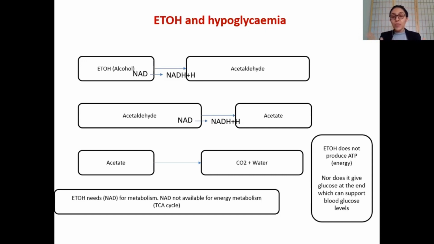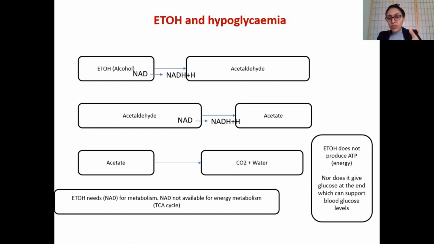So you have alcohol, acetaldehyde, acetate, carbon dioxide, water. If you see, in this entire cycle, alcohol is not giving you ATP. And as I said, ATP, adenosine triphosphate, is the human form of energy. So alcohol does not produce ATP, nor does alcohol give you glucose at the end of the pathway. It is not that carbon dioxide plus water plus 2 molecules of glucose.